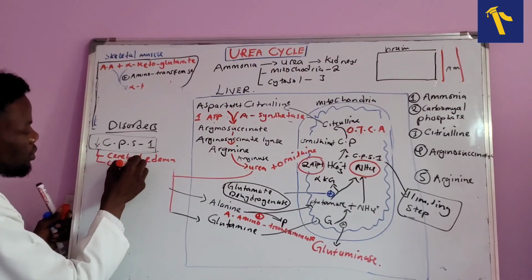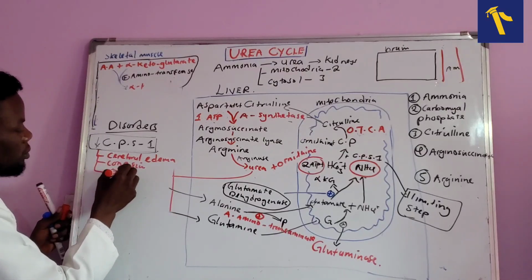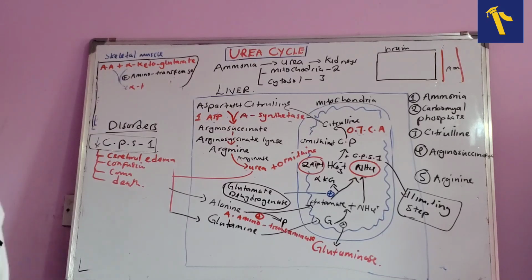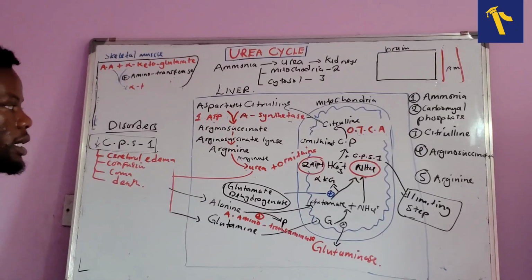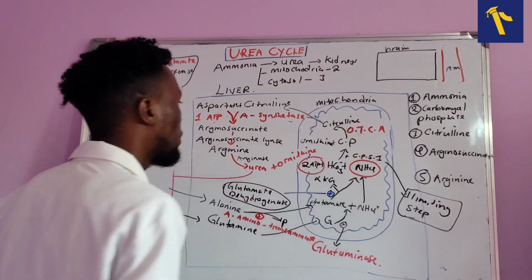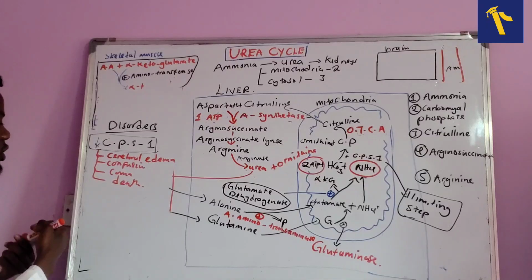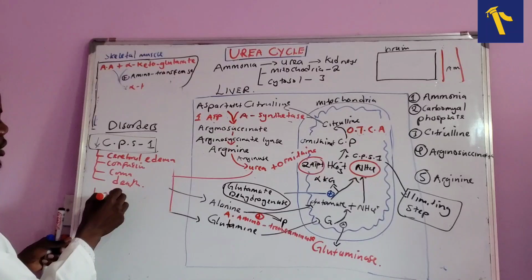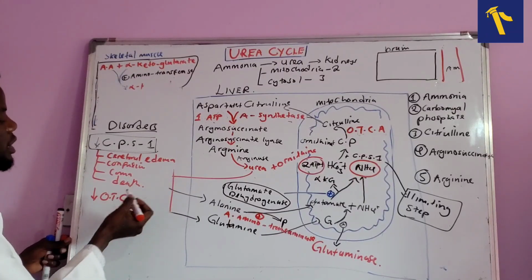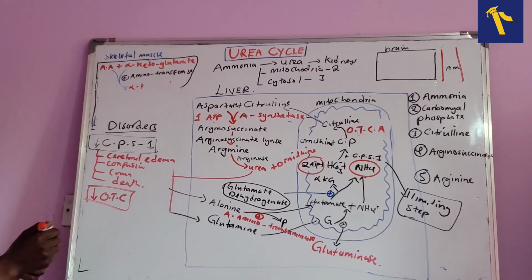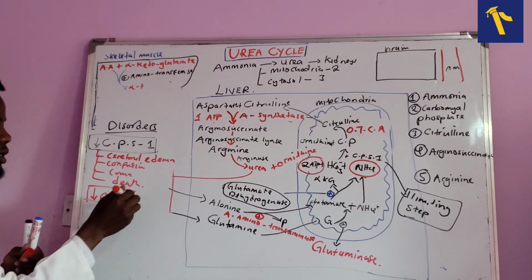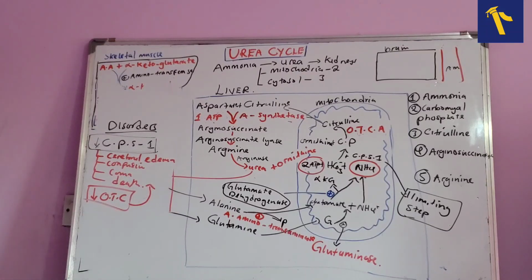confusion, coma, death. Okay, which is very, very dangerous, or fatal to someone. Then we can have also another important deficiency, which is the deficiency of ornithine transcarbamylase enzyme. So we can have also ornithine transcarbamylase enzyme deficiency. Okay, we can also have this deficiency, and it can also lead to what? The same complications that we've been talking about.